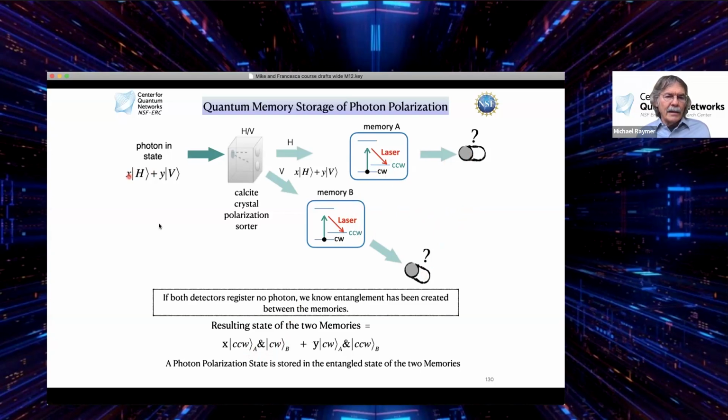This coefficient X gets transferred onto this amplitude or this state, which is A is counterclockwise and B is clockwise, in superposition with A is clockwise and B is counterclockwise. So we've converted the polarization state of a single photon into an entangled state of two quantum memories. In my opinion, that's pretty cool.